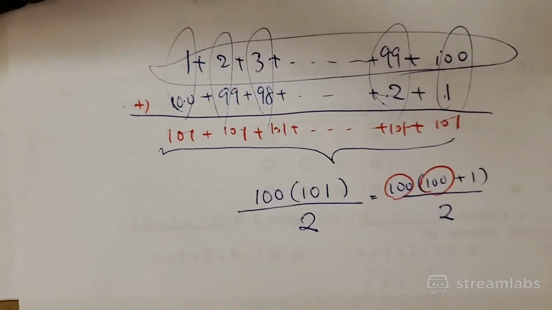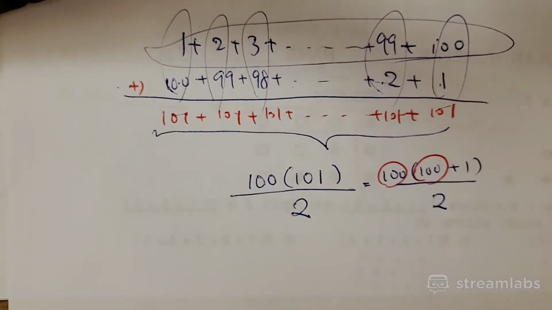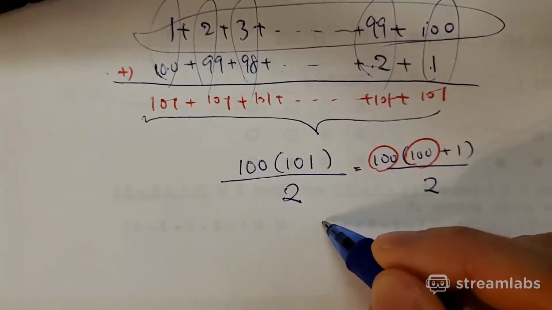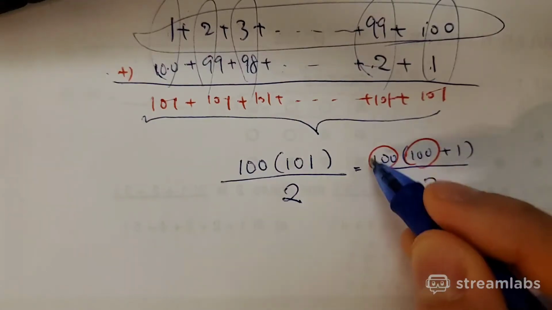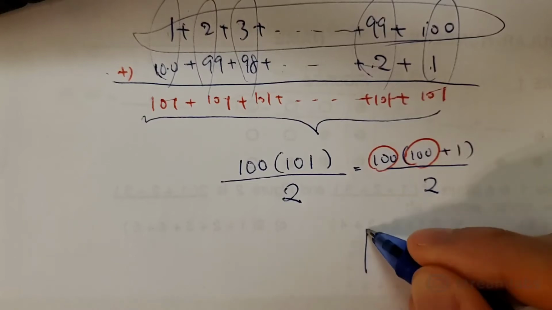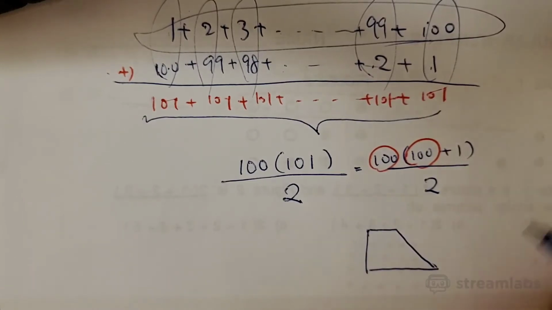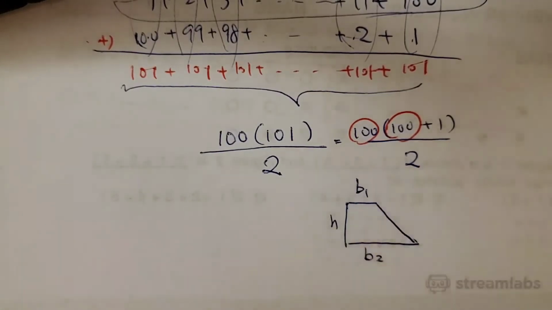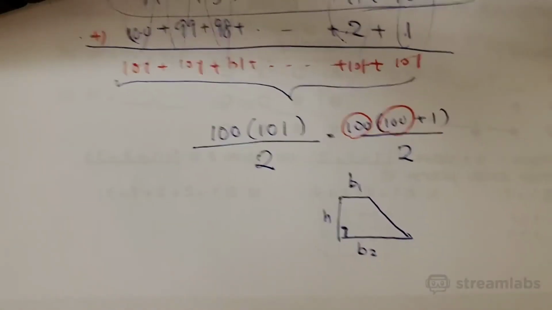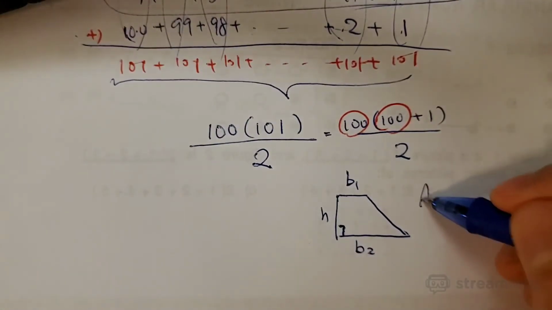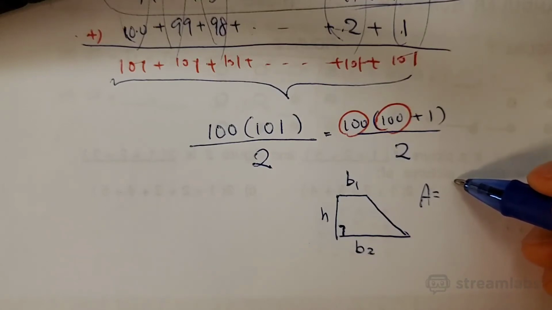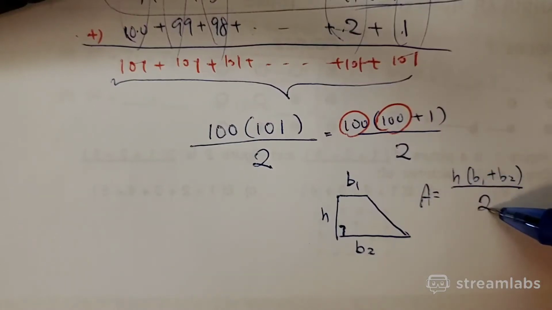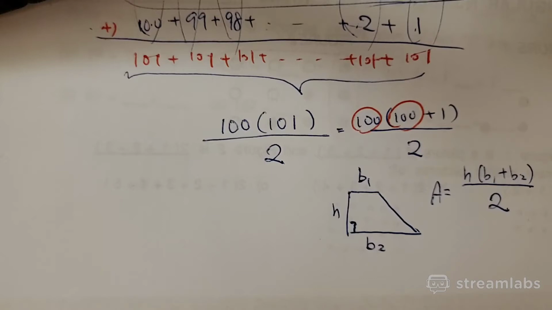What does it sound like? Remember there's a thing where you also add two things together times something divided by 2? Remember there's a thing in geometry called the trapezoid? Remember trapezoid? Trapezoidal formula for area, isn't it base 1 plus base 2 times height divided by 2? Do you find some similarities in here?